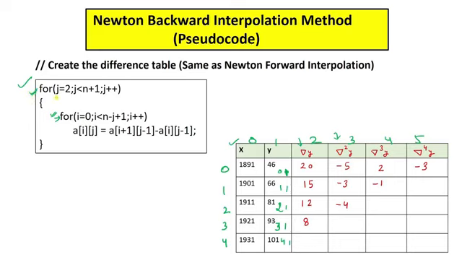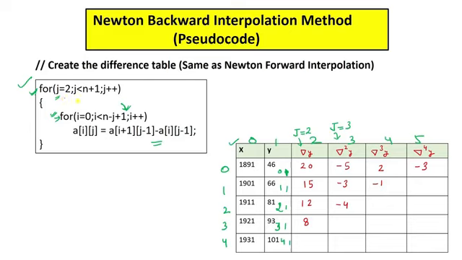That means this j will be tracing the next columns. For example, initially j will be 2, that means I will be at this column. When j is 3, I will be at this column, and so on. For all the jth values, I will be coming inside this and calculating all these values. Here you can see we have to find the difference.